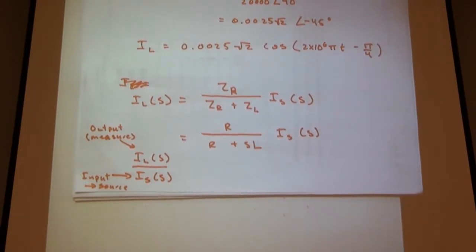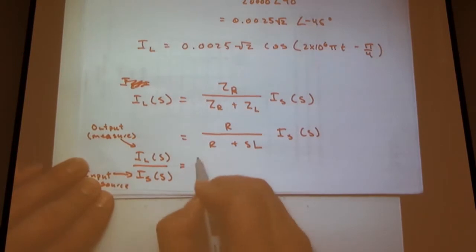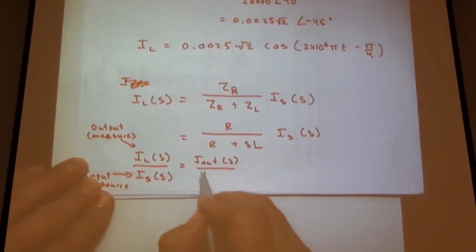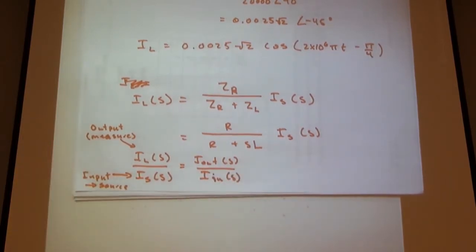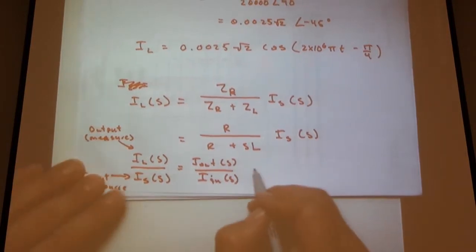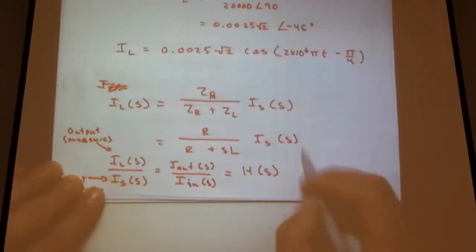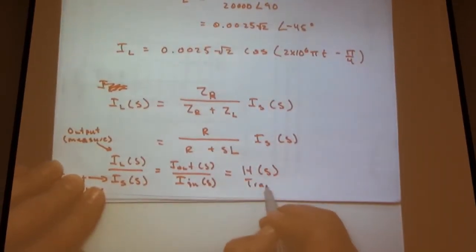We can rewrite this as I out of S over I in of S. Input, ratio of output to input. This has a special name. And it's a term we've used before, but we call that H of S, which is the transfer function.